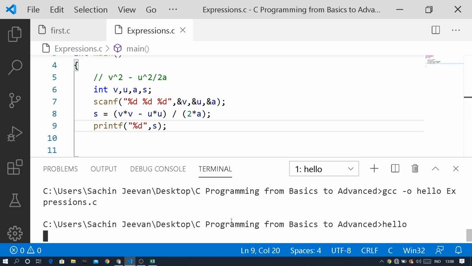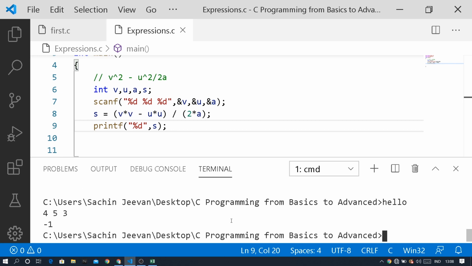It's waiting for input. Let us give something: 4, 5 and again 3. It's giving me minus 1. We will give a bigger value for v and a smaller value for u, because you're subtracting. When 4 is given and 5 is given, it becomes a negative value.